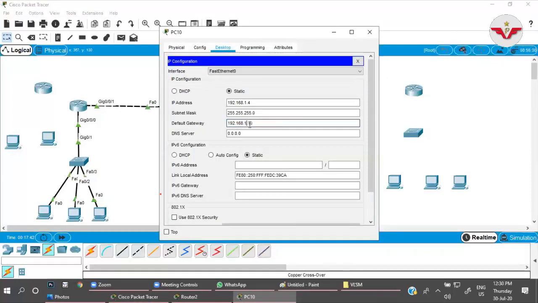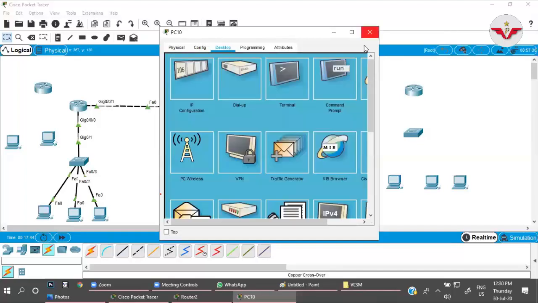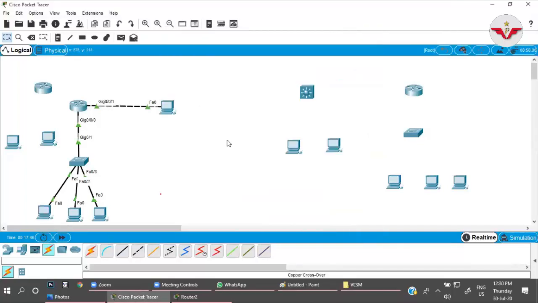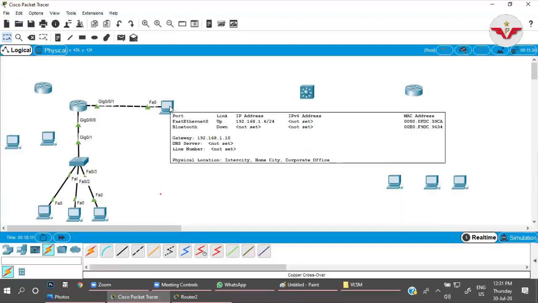Sir, how is it connected? The PC to the router, with a cross cable. I'm assuming that this router is connected directly with the PC. If you want, you can connect a switch in between as well. Which gateway do you use for this one? Just a direct connection. Yes, 1.10. And what is the PC IP address, sir? 1.4. Okay, sir.